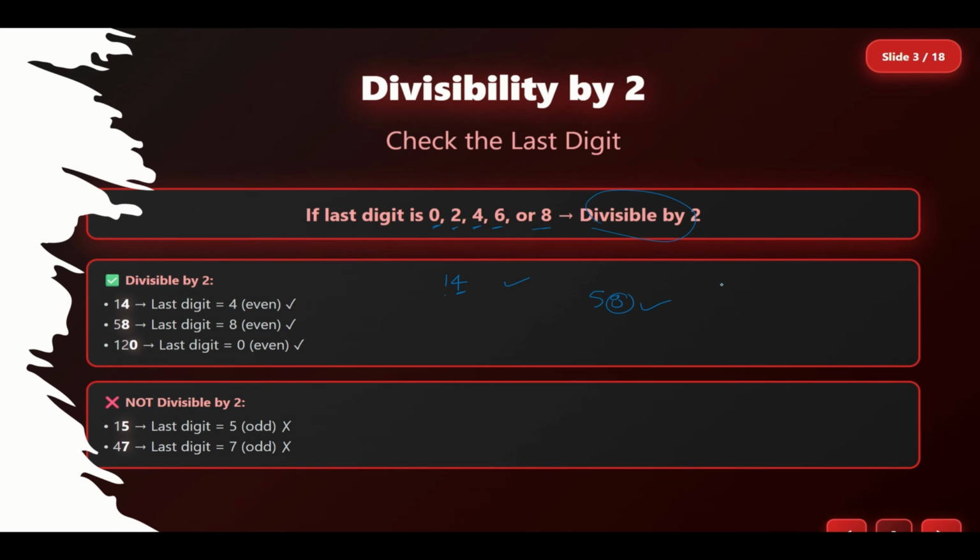But wait, what about 15? Last digit is 5, which is an odd number. So no, it is not divisible by 2. See how quick that was? No calculator, no long division, just a quick glance at the last digit. This is the power of divisibility rules. Now, here is where it gets really interesting.